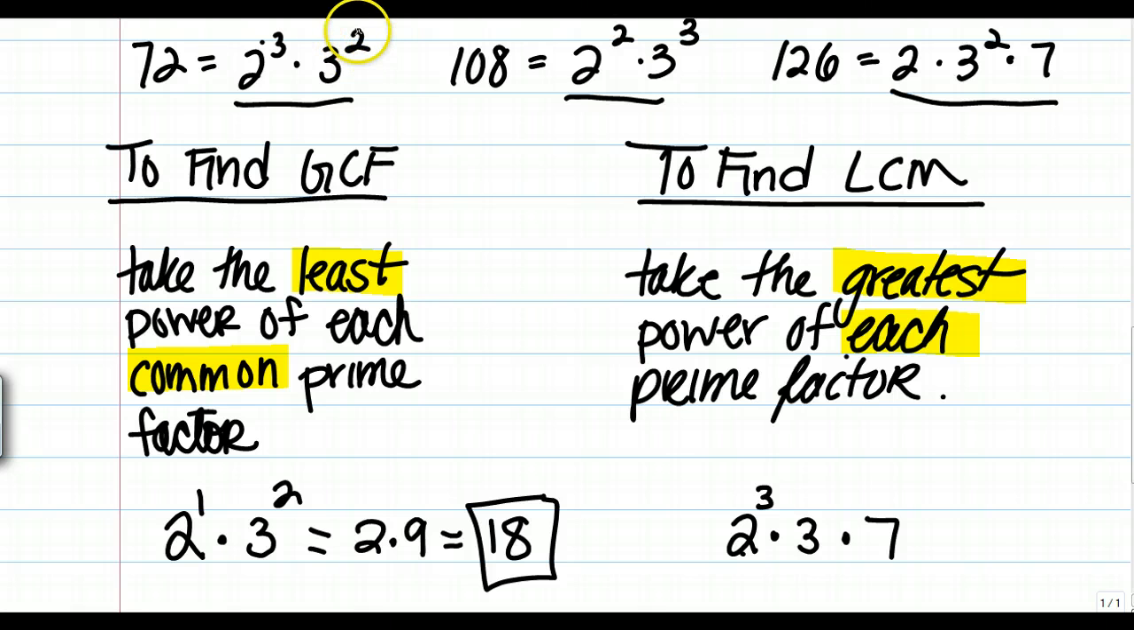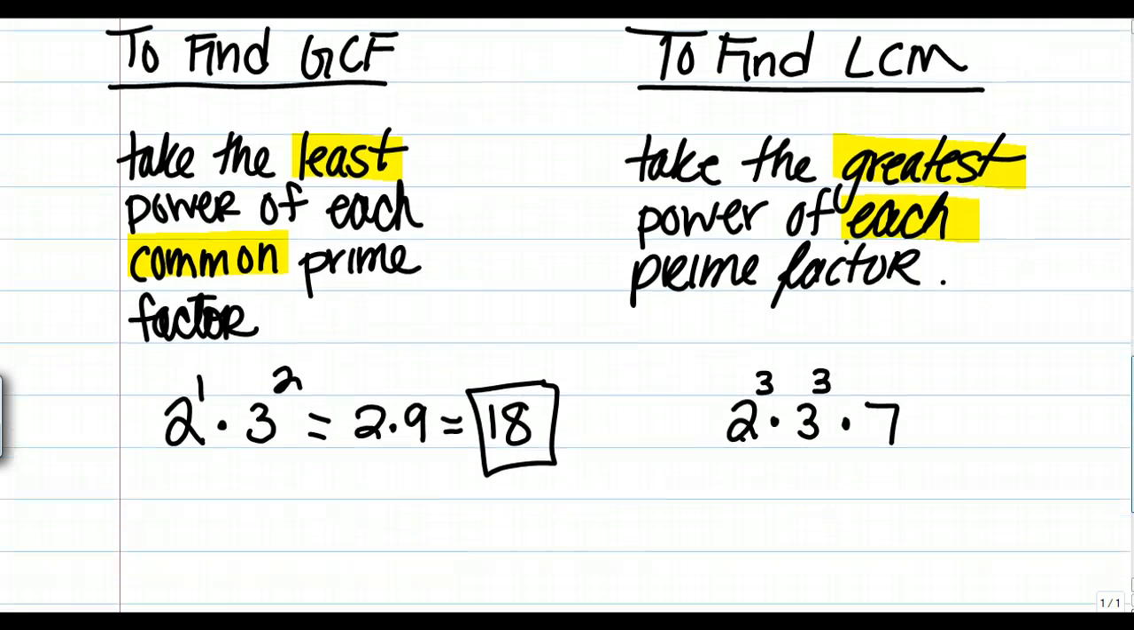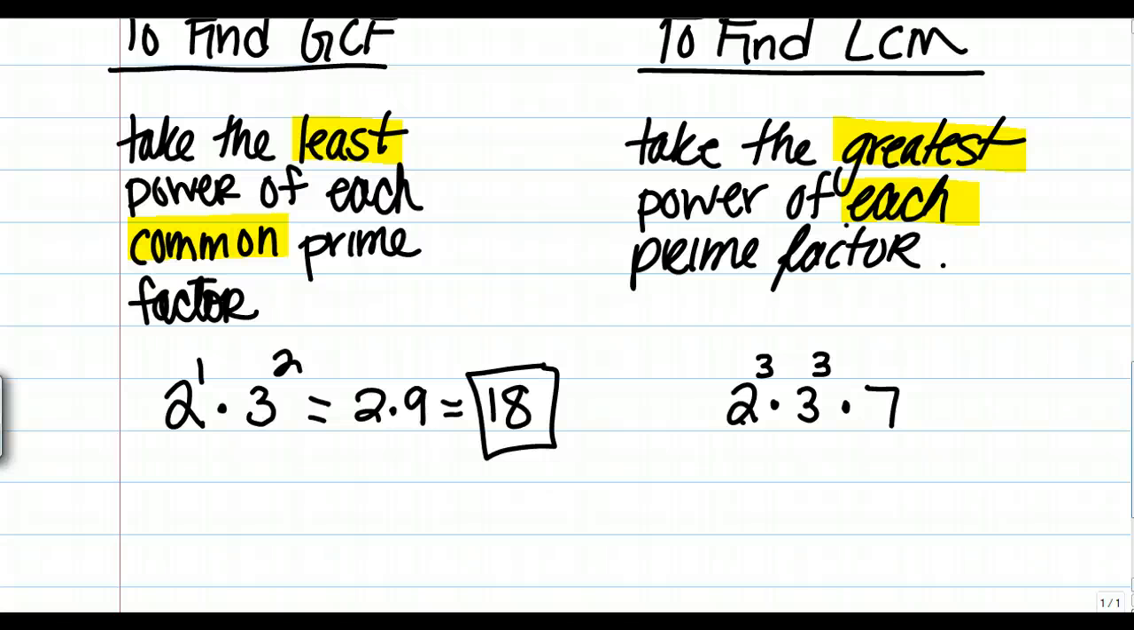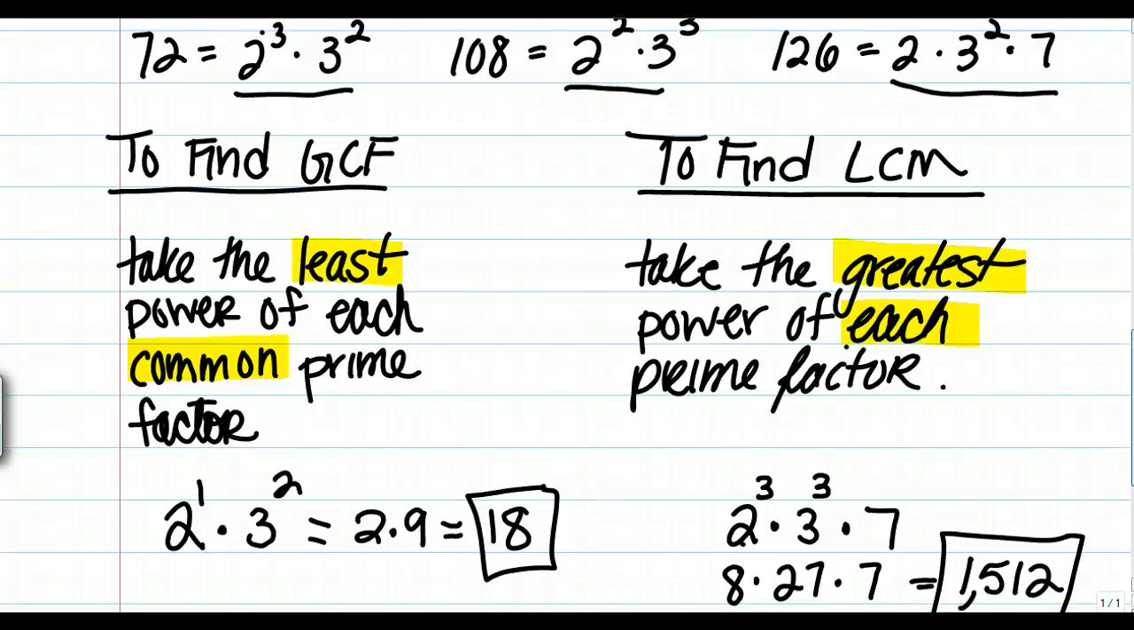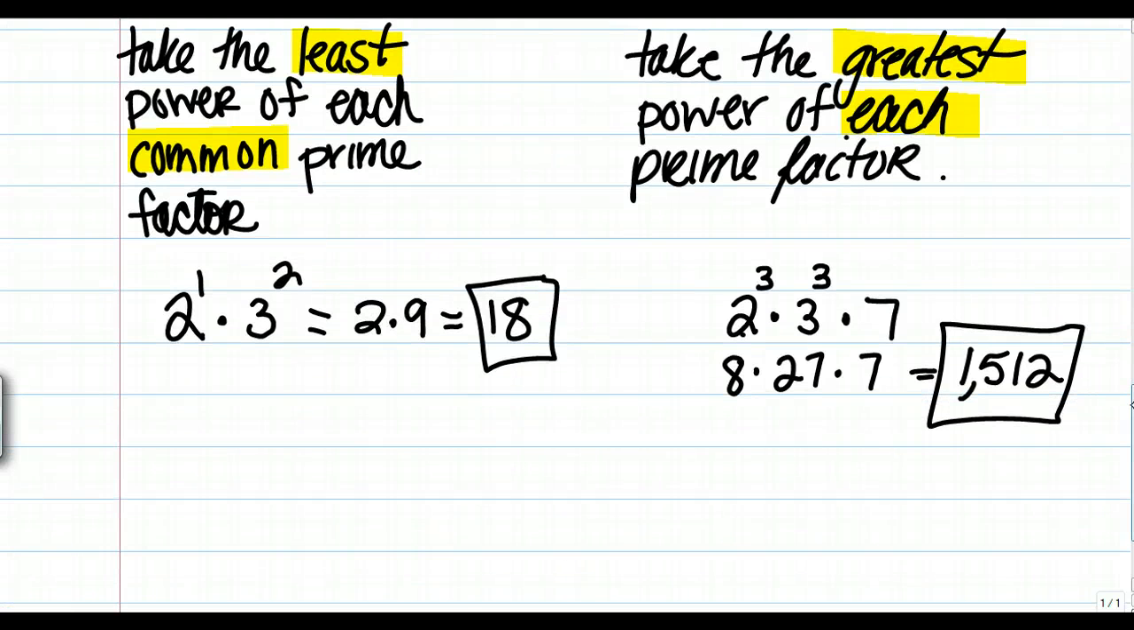Looking at my 3, I have a 2, I have a 3, and I have a 2. 3 is obviously the biggest power. Then I look at my 7. I only had one 7, so 7 to the 1 power is the biggest one I have. So I have 2 to the third, which is 8, and 3 to the third, which is 27. So 8 times 27 times 7 is 1,512. And that means that 1,512 is the smallest number that 72, 108, and 126 will go into.